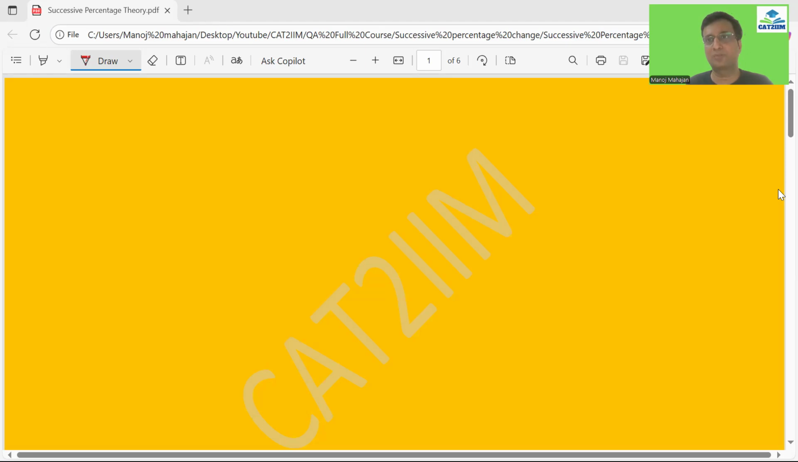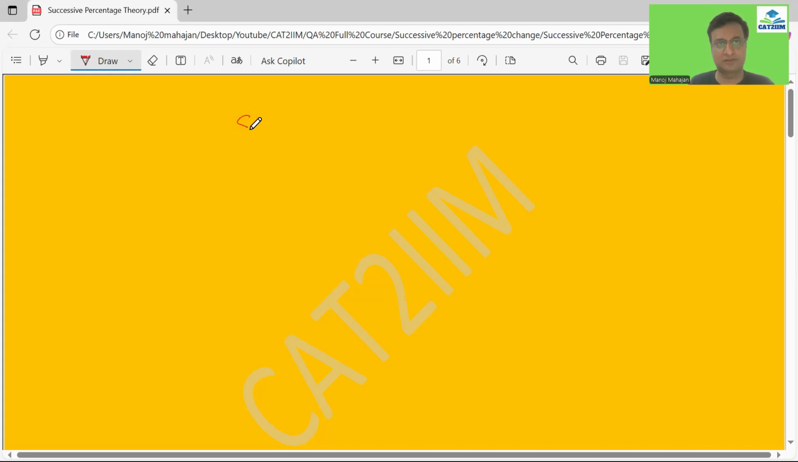So we are continuing with the arithmetic module. Today we are going to learn the successive percentage change concept. This concept is important because we're going to use it in other topics also, like profit, loss, and discount. You will even find its use in compound interest as well. So let's look at the concept here.